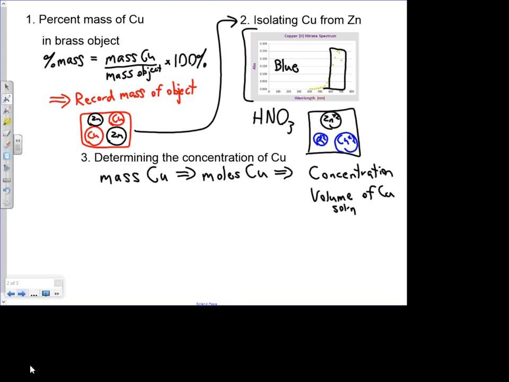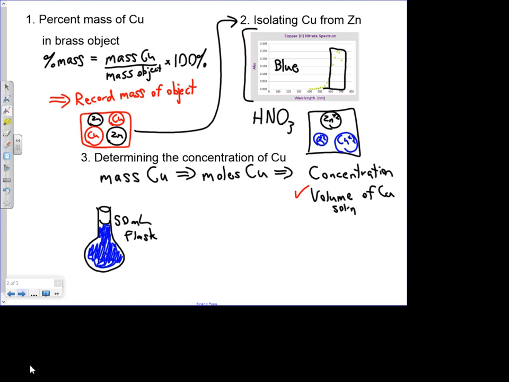So that means that I'm going to have all of my copper 2 solution, I'm going to put that in a 50 milliliter volumetric flask. And I'm going to have a blue copper 2 solution. So this is my copper, my screw that's been dissolved in nitric acid. I'm going to put it in a 50 milliliter flask and dilute to 50 milliliters. So that way I know the volume of the copper solution. And then I'm going to have to figure out the concentration.